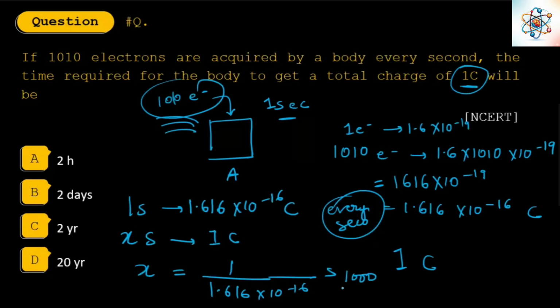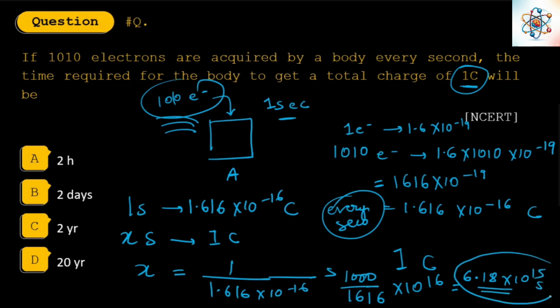If we solve it further, we'll get around 1000 by this into 16. Solve it and tell me what it is. 0.618. So 6.18 times 10 to the power 8. This many seconds is required to transfer 1 coulomb of charge.